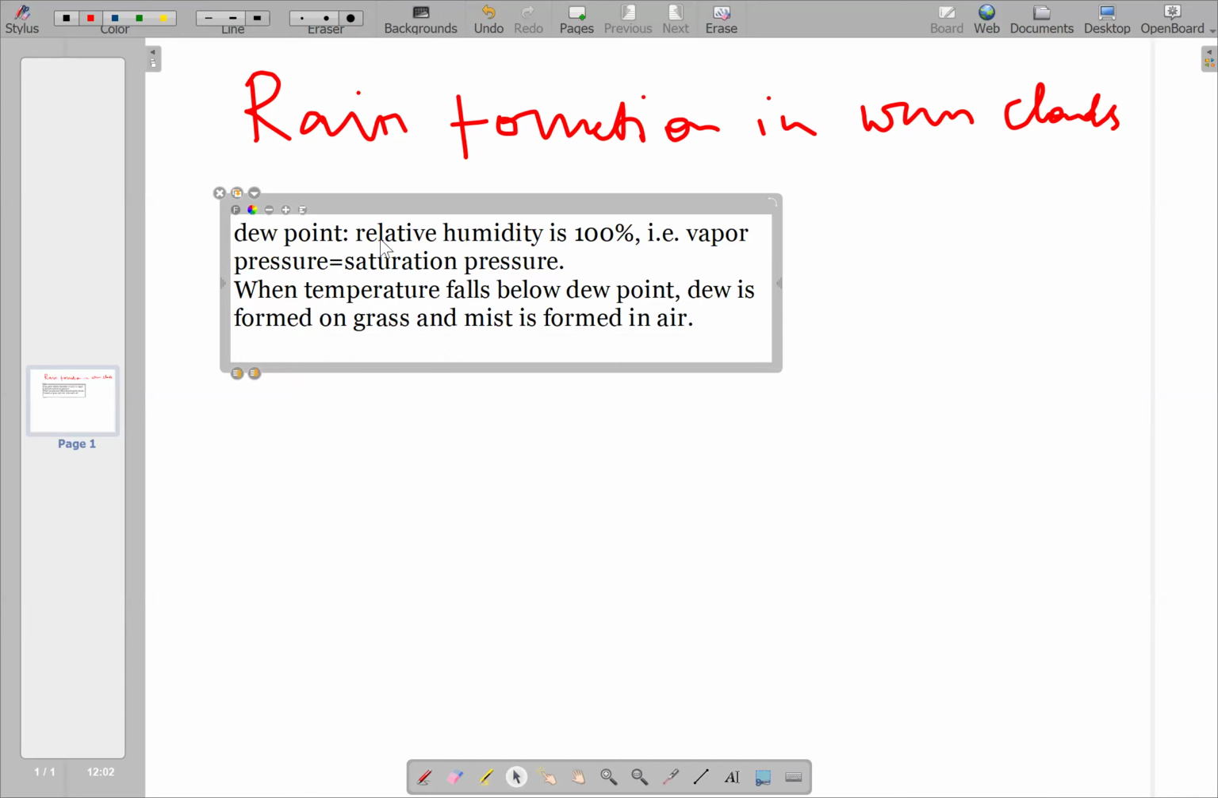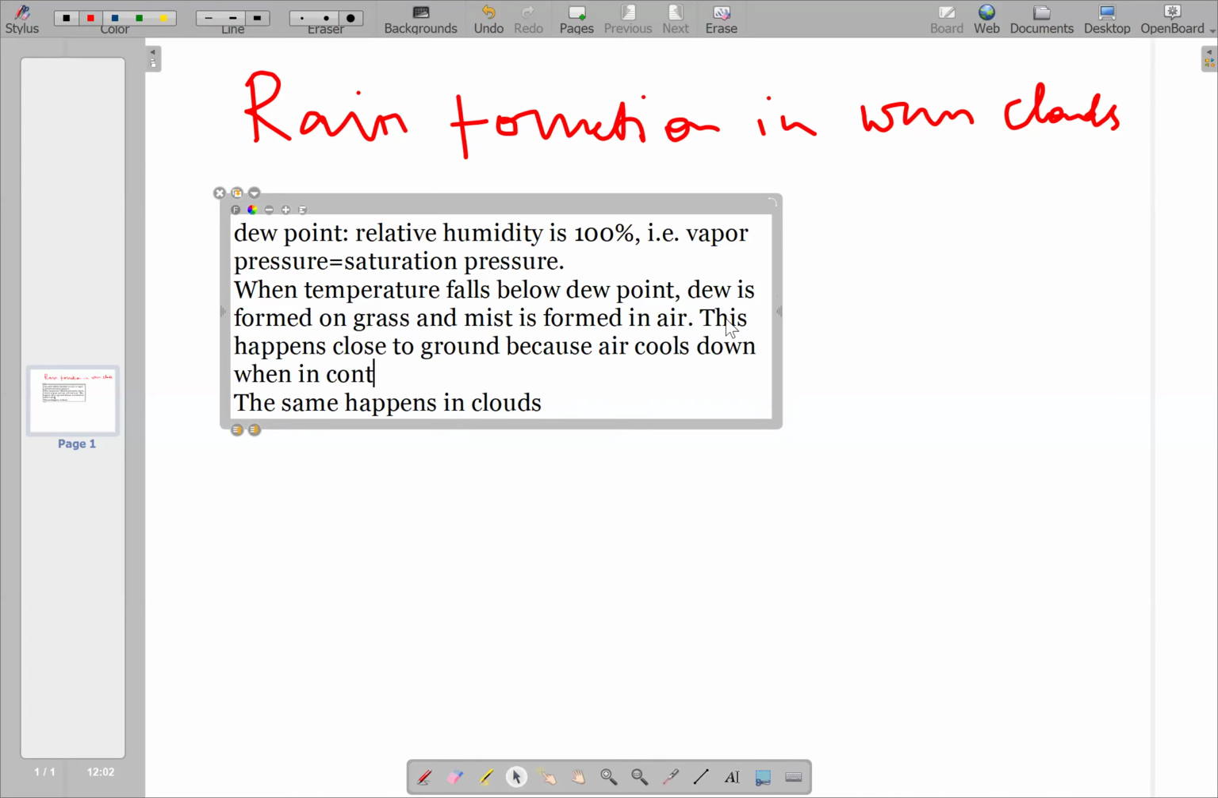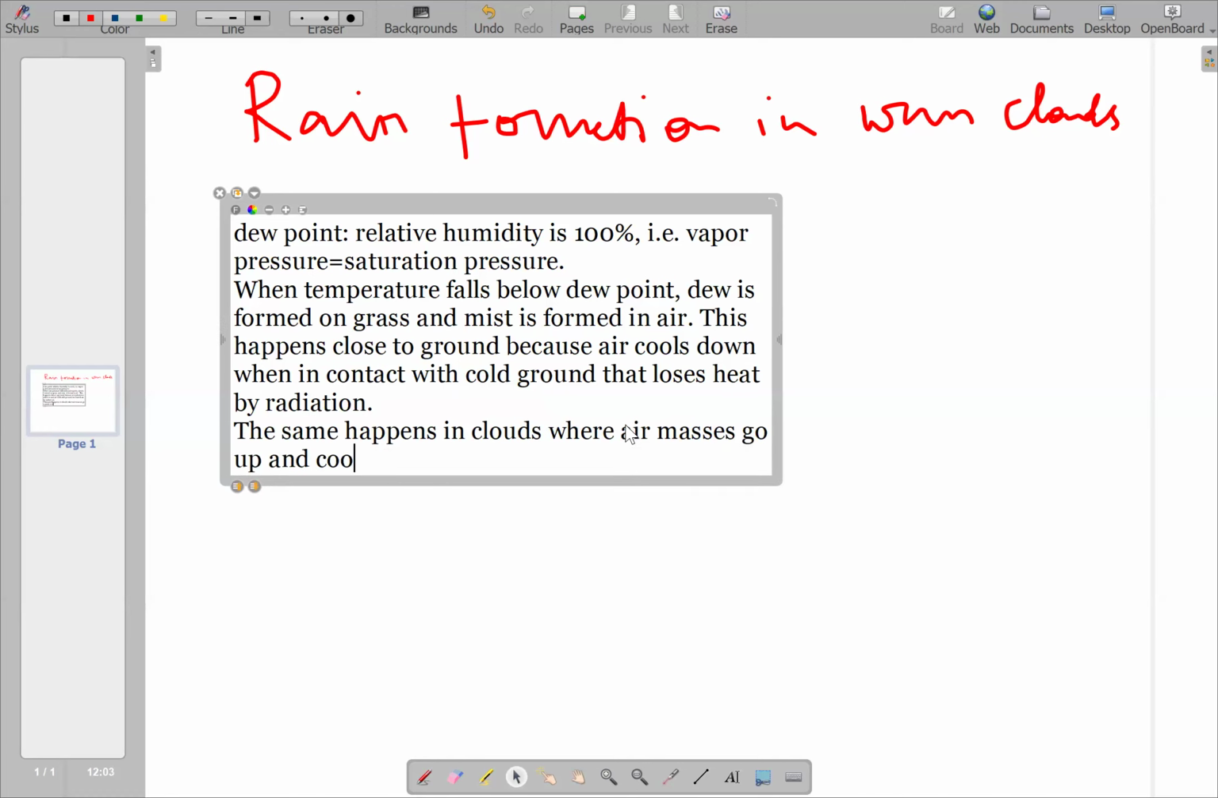Now, the same happens in clouds. Okay, let's finish here: this happens close to the ground because the air cools down when in contact with cold ground, and the ground loses heat by radiation. Okay, that's what we discussed, right? The same happens in clouds, where air masses go up and cool adiabatically.